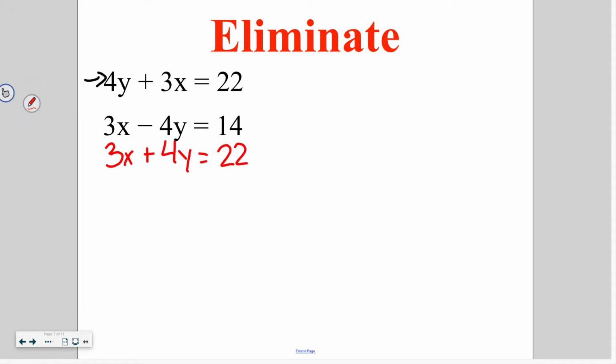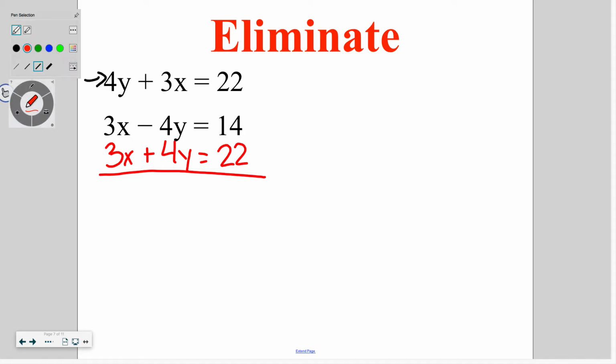So all I did was rearrange the order of the equation so that my terms lined up. Now, since both of them match, I can pick addition or subtraction. Personally, I like to use addition when I can. So I've got 3x plus 3x, which gives me 6x.